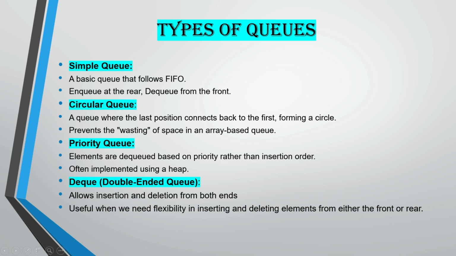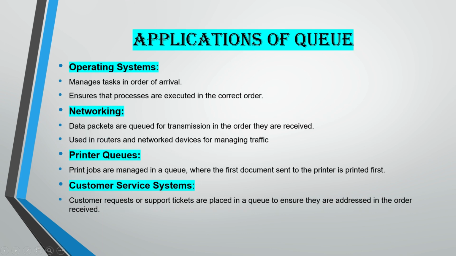The priority queue arranges elements based on priority, not just the order they were added. Elements with higher priority are dequeued first, and these queues are often implemented using data structures like heaps. Finally, the deque, or double-ended queue, allows insertion and deletion from both the front and the rear, providing greater flexibility for certain applications. Each of these queues has unique characteristics and use cases, making them valuable for different scenarios in programming. Now let's look at some practical applications of queues in different fields.